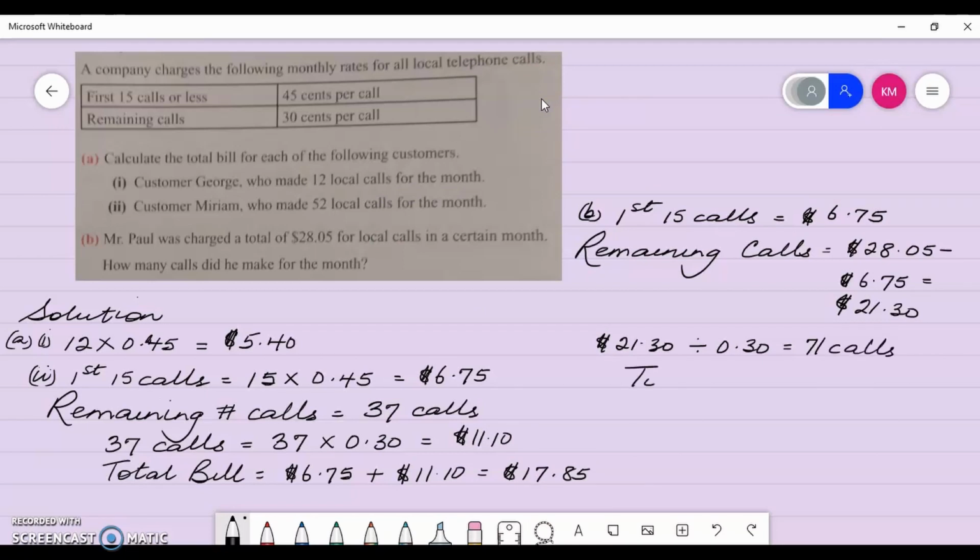So total calls now is going to be that first 15 calls plus my additional 71 calls to give me a total of 86 calls. And there you have it. You have solved your question. Let's have a look at another question.